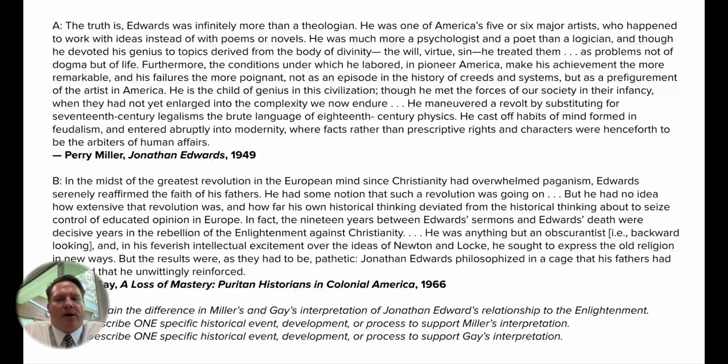The second excerpt is from another historian, Peter Gay, who wrote about Puritan historians in colonial America in 1966. Interestingly, the title is A Loss of Mastery, suggesting that Puritan historians lost something. As I read his excerpts, I notice words like reaffirm the faith of his fathers, and his own thinking deviated from the thinking about to seize control of educated opinion. He concludes by saying that even if Edwards was excited by the ideas of Newton and Locke, he couldn't create a language of religion that matched. In fact, his results were pathetic, according to Gay. So the next two questions ask us to describe how one specific piece of evidence supports each historian's interpretations.